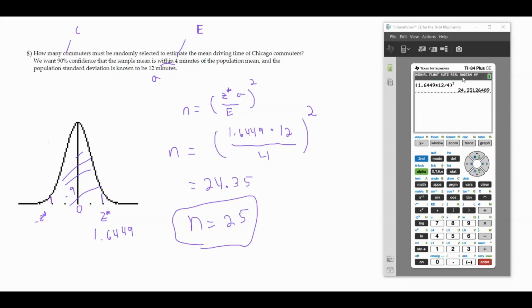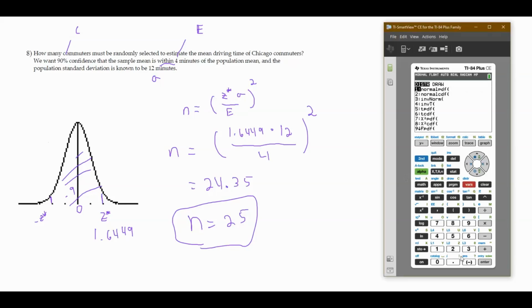Okay, also, if you have a CE calculator, there's another method to find the critical value. Second distribution, inverse norm. If I look here, I have 90% in the middle. So I can say 0.9, 0, and 1 for my mean and standard deviation and choose center. And that will also give me the limits. But if you have a regular TI84, it's easier to do the method I showed you using the Z interval command and putting in 0 and 1.